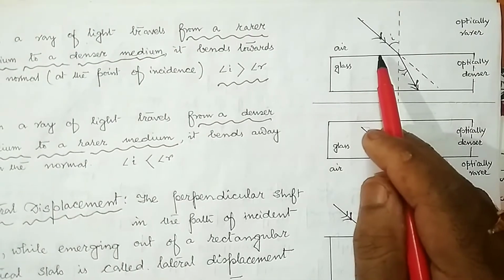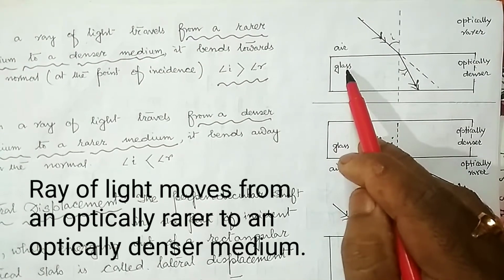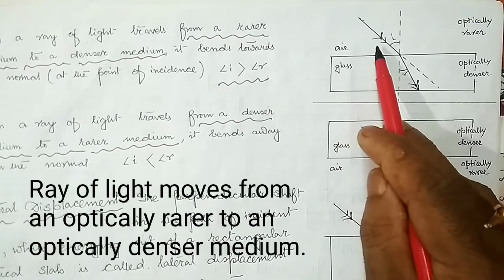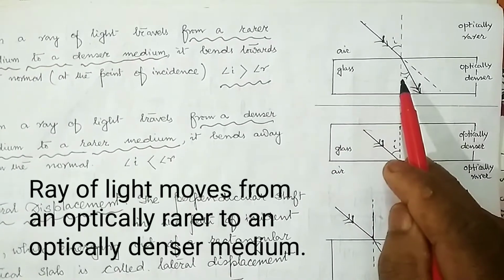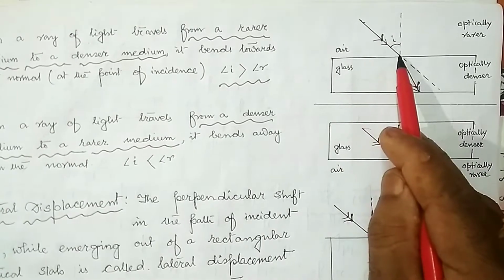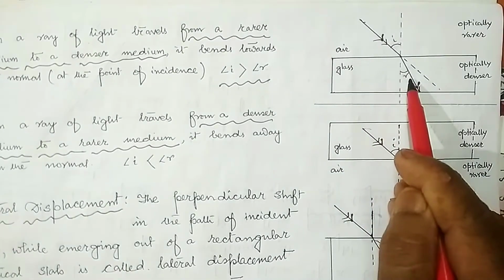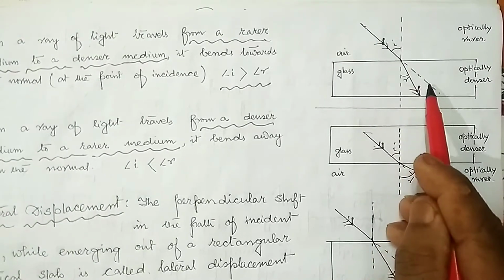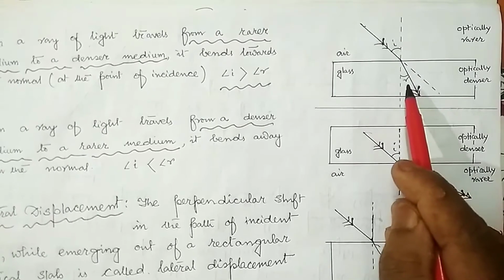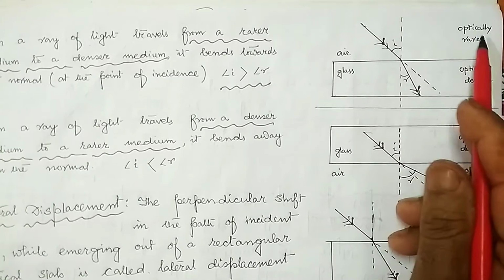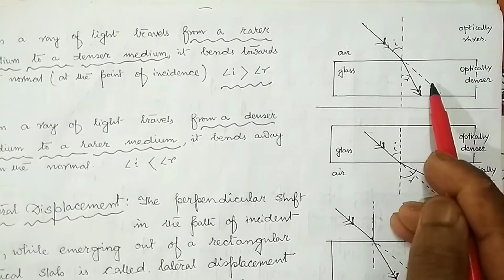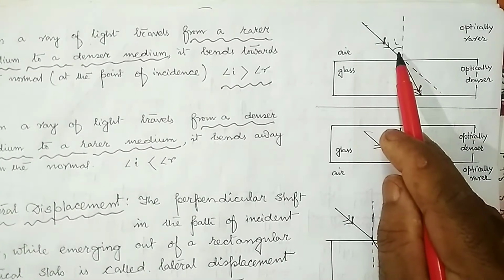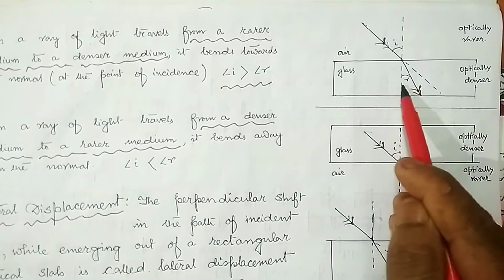Here you can see one ray of light is moving from air to glass. As you know, the speed of light is more in air as compared to glass. That means the ray is moving from an optically rarer medium to an optically denser medium. After striking the boundary, it will bend towards the normal. As you can see, this dotted line is the normal. So instead of moving straight, this ray of light will bend towards the normal. So when a ray of light travels from an optically rarer medium to an optically denser medium, it bends towards the normal. And if you see angle of incidence and angle of refraction, here angle of incidence will always be more as compared to the angle of refraction.